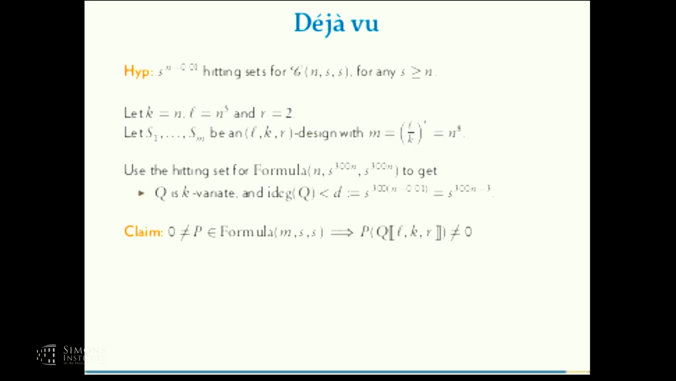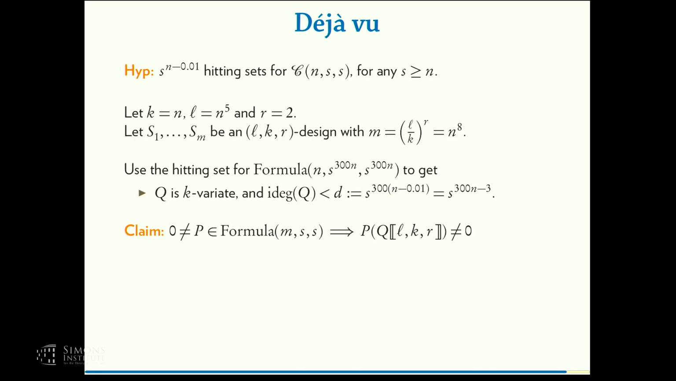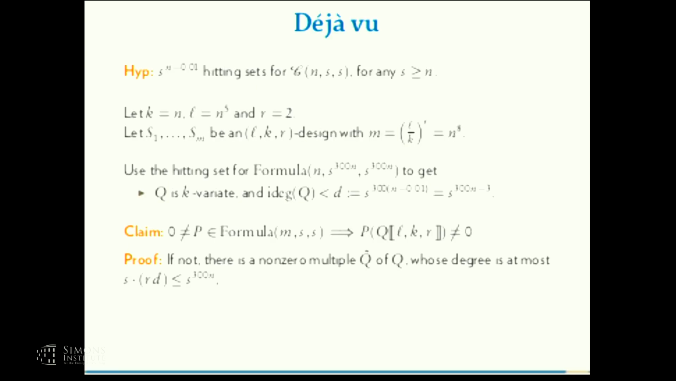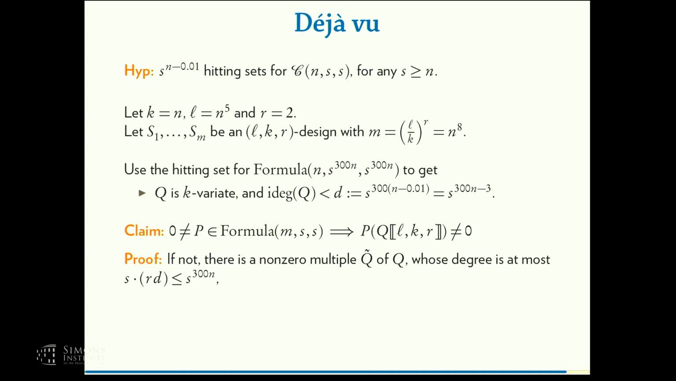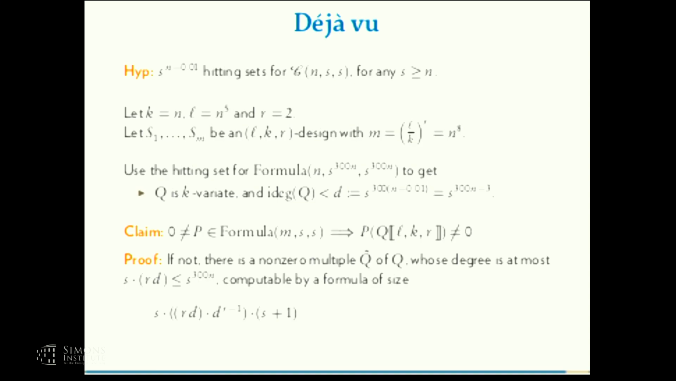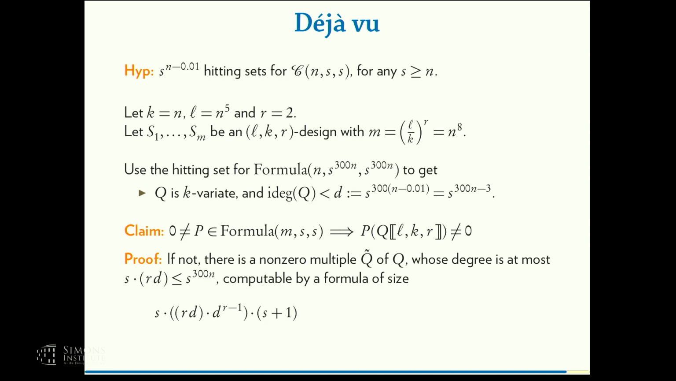Okay. And so now I want to make this claim that it preserves the non-zeroness after the substitution. Now let's try to go through the proof. This will not work as is, so let's just go over the proof. What did we do? We said that if this turns out to be 0, then there is a small multiple of Q whose degree is not too large, somehow the degree is not the problem, such that it is computable by a formula of this much size.